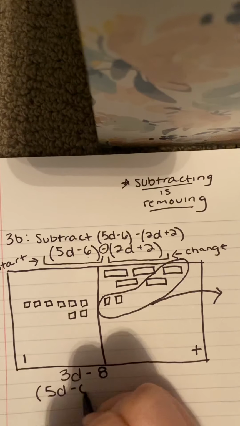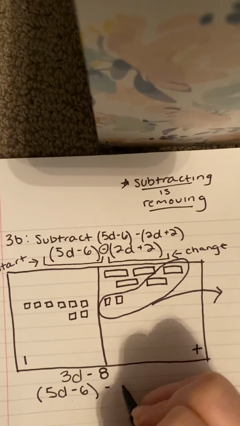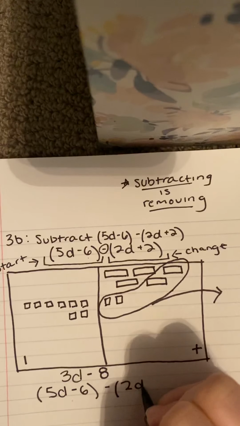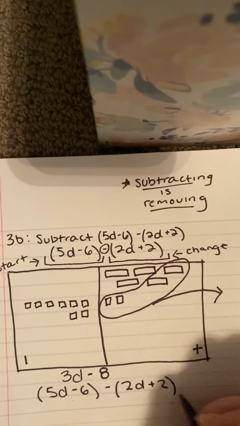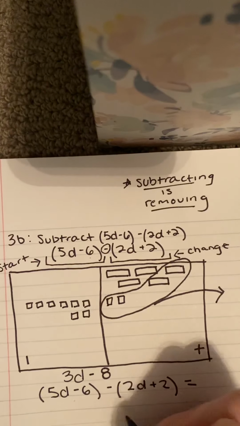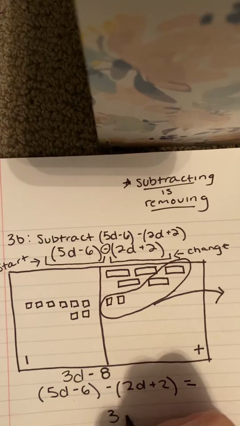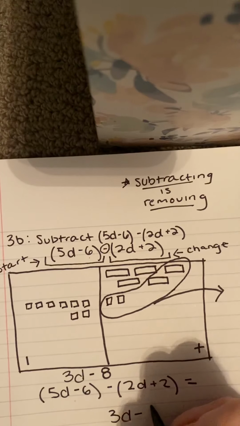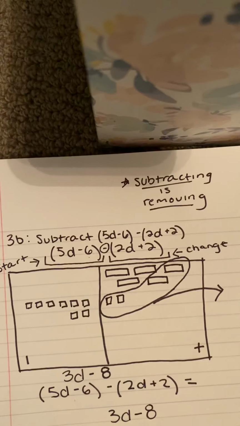So we can write that out. 5d minus 6 minus 2d plus 2 equals, we'll write it right down here so you can see it in the video, equals 3d minus 8. And that is how you solve this subtraction algebra blocks problem.